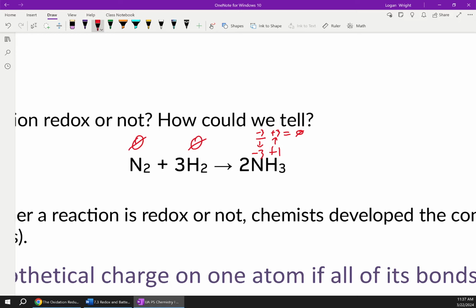And we have officially assigned all of the oxidation numbers. So now we look at, is this redox or not? Nitrogen started out at 0 and ended at -3. Hydrogen started out at 0 and ended at +1. So, did the oxidation numbers change? So it was redox. Which element was oxidized? Hydrogen. Hydrogen was oxidized because its oxidation state increased. Nitrogen was reduced because its oxidation state went down.